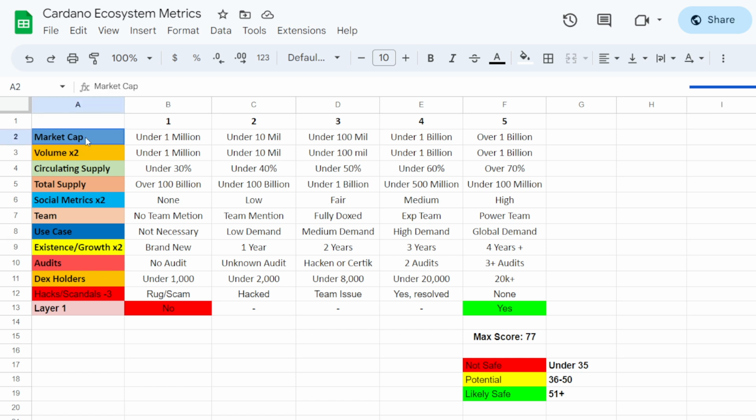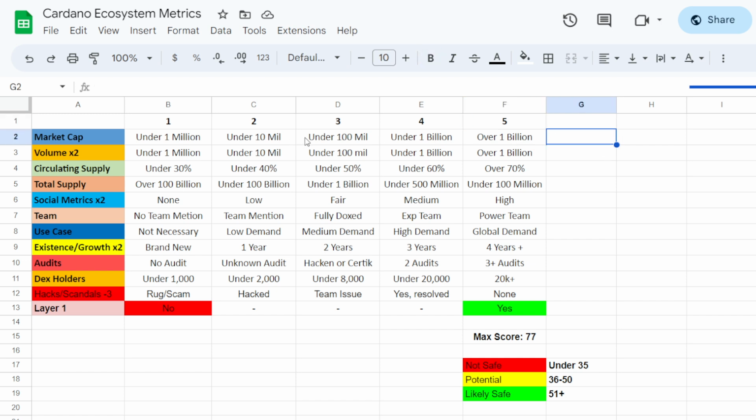Now, market capitalization, anything under 1 million market cap gets 1 point. Under 10 million, 2 points. Under 100 million market cap, 3 points. Under 1 billion, 4 points. Over $1 billion, and this is all based in dollars, not Cardano, over 1 billion, you get 5 points.